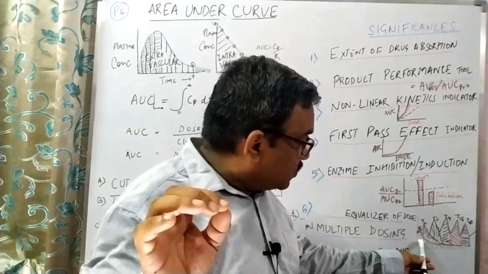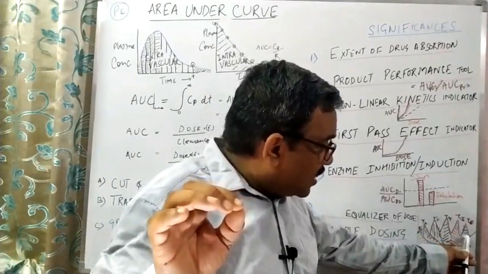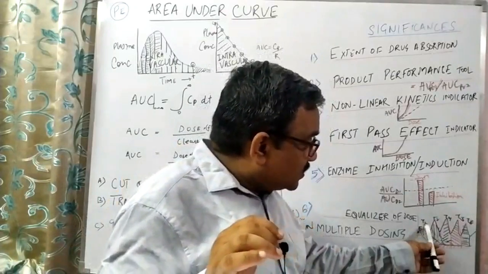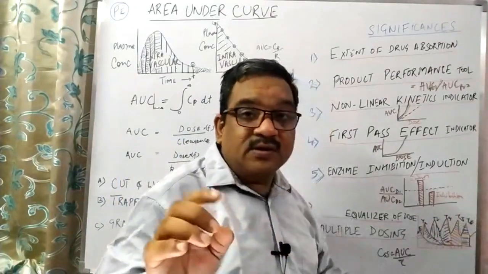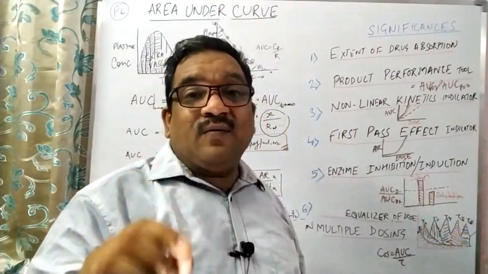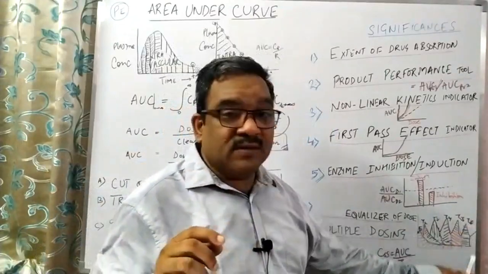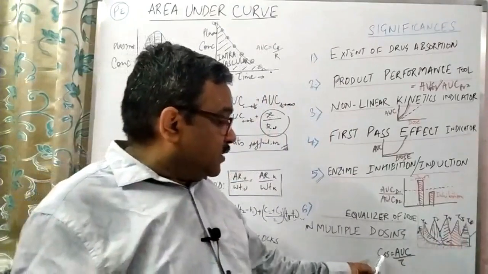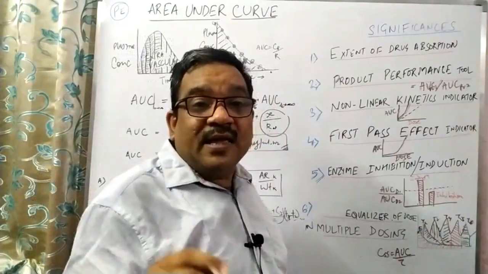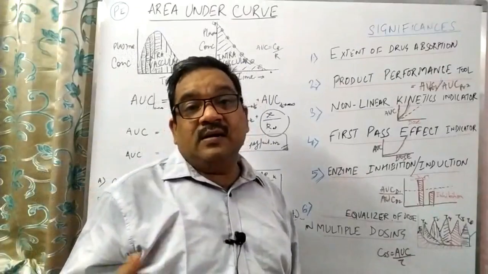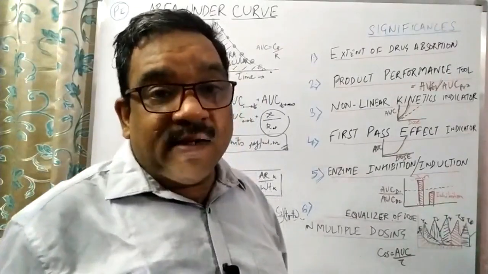The area of the first dose is equal to the area of the sixth dose. In that situation, when the steady state concentration has been reached, we can predict the area of the seventh dose by using this method. So basically, steady state concentration can be calculated by means of the AUC, depending upon the addition of the areas.